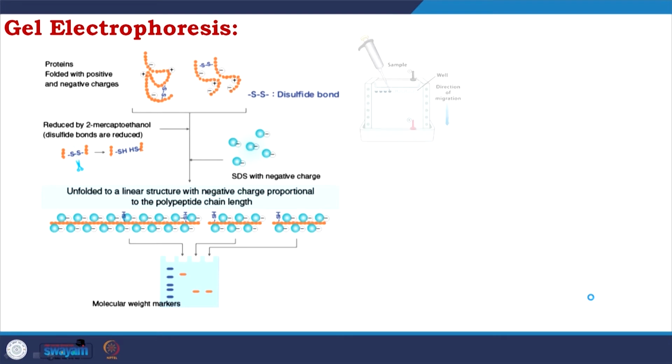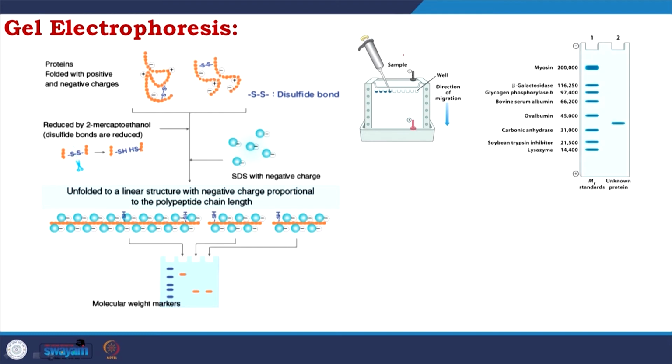Now, what you do, you have an apparatus like that and you load your protein here and you set up the chamber like that, it goes from the negative to positive. If you remember, the protein is negative, now it would go in the positive direction. So, when you run the gel, then you stain it and you will see the bands.